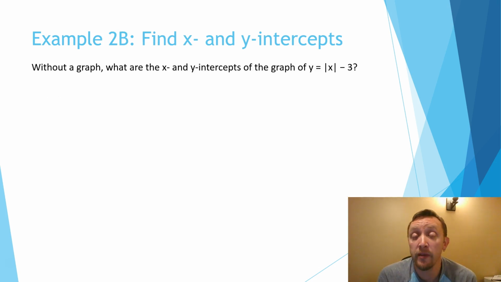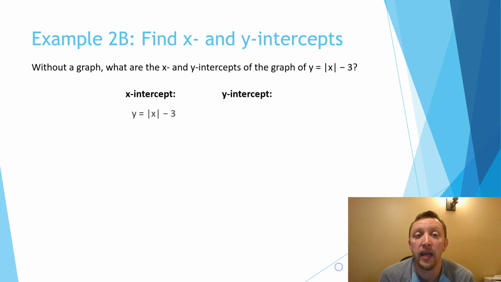Now, sometimes we're going to be asked to find the x and y intercepts, and we're not going to be able to use a graph. So let's look at how we can do that and think about it logically with what we know about the x and y intercepts. So let's look at this one here. It says, without graphing y = |x| - 3, we want to find the x and y intercepts.